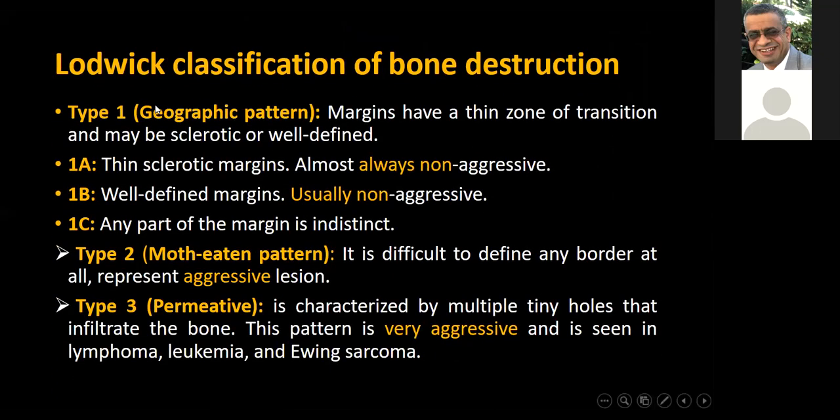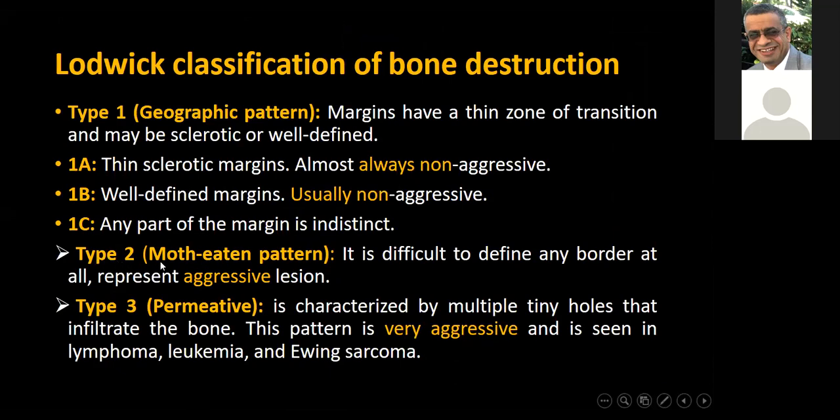There is a classification for bone destruction called the Ludwig classification. Type 1, which is called the geographic pattern, has 3 subtypes. Type 1A is a thin sclerotic margin, it's always non-aggressive. 1B, well-defined margin, usually non-aggressive. 1C, any part of the margin is indistinct.